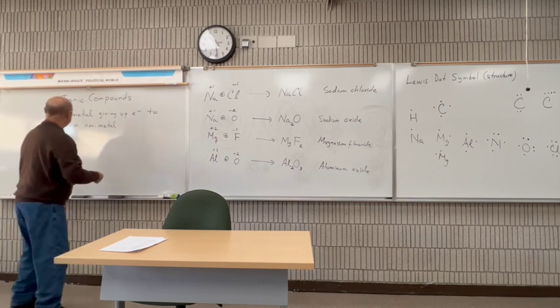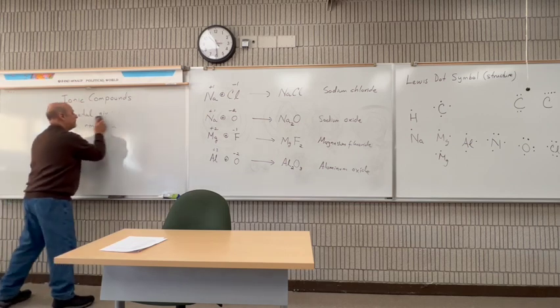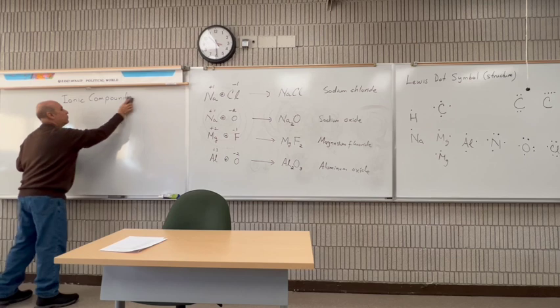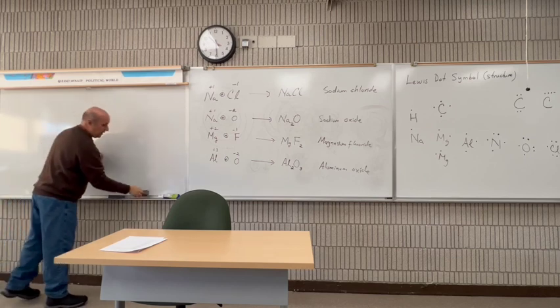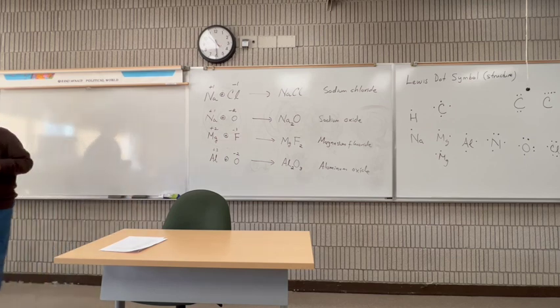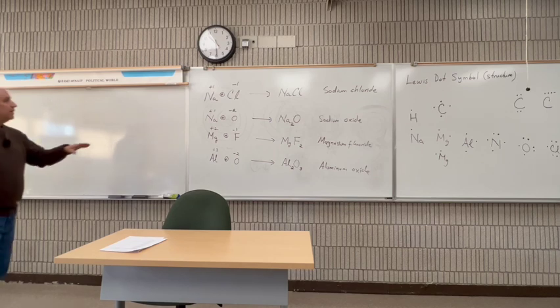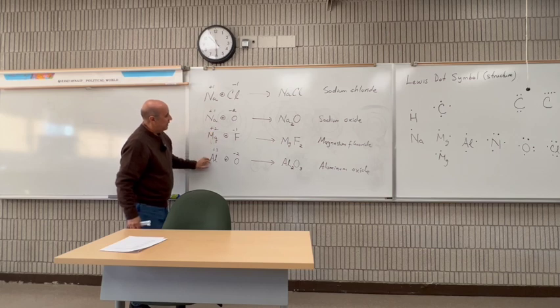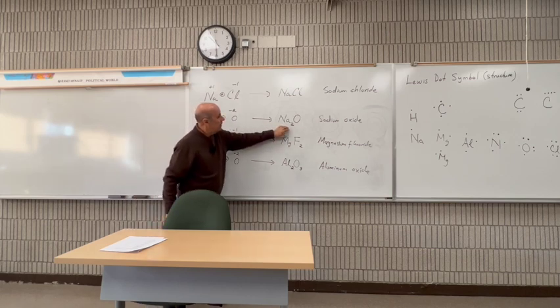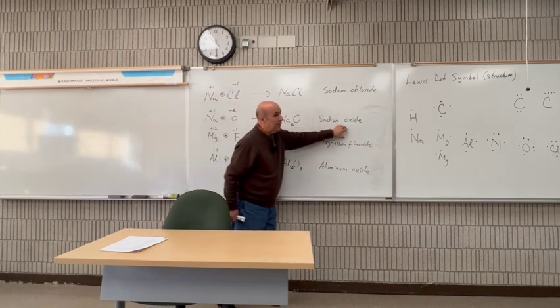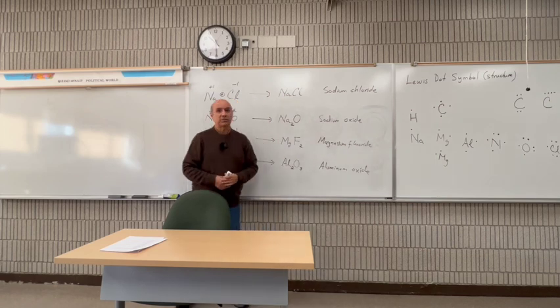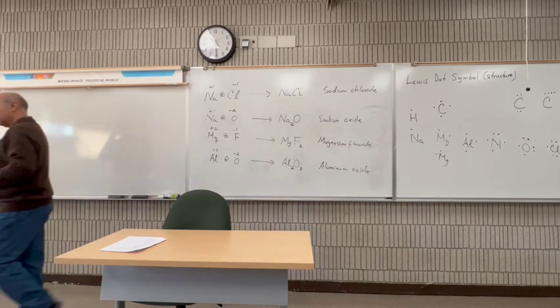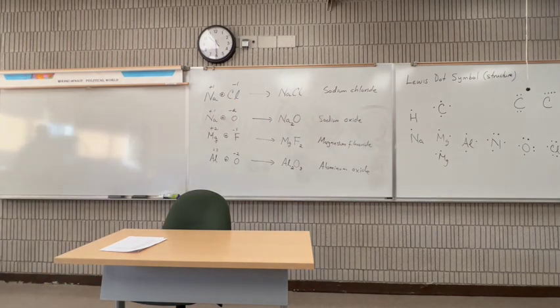Now, if we can do that, can we do the reverse? Can I give you the name of a compound and you write the formula? In this case, we were learning the process, so I gave you the ions. Now I'm going to give you this name, and you're going to have to tell me the ions, or you're going to have to tell me the symbols, the formula.